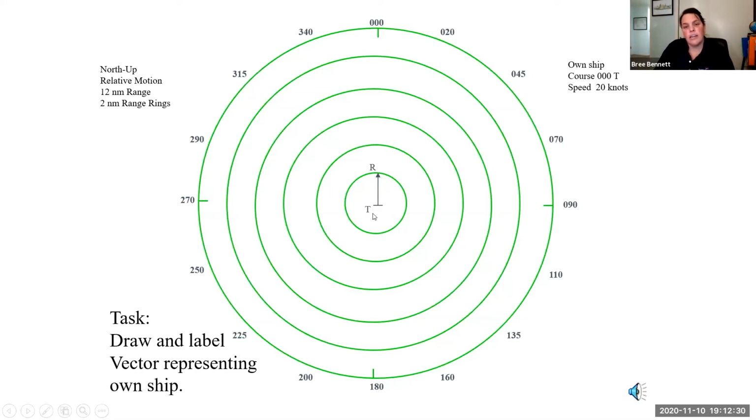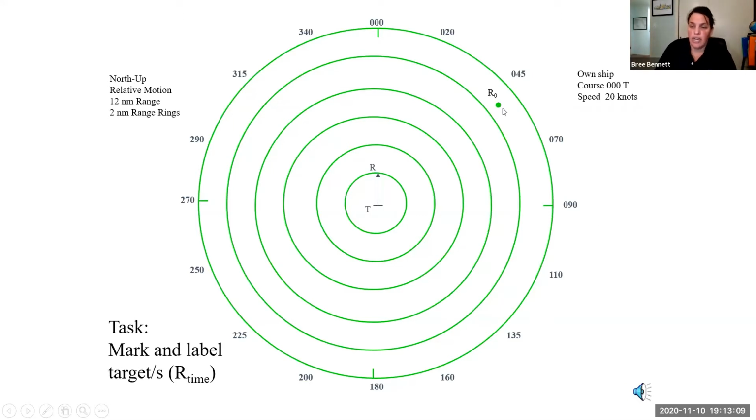Okay, so they plotted my own ship's course and speed. We used our course, 0, 0, 0, and our speed was 20 knots. So in 6 minutes, we're going to travel 2 nautical miles, right? We just move that decimal place over 1 using the 60D street calculation. So we can do the whole 60D street formula, or we do it on the 6 minutes and just move that decimal place over. So I have 2 nautical miles as my E to R.